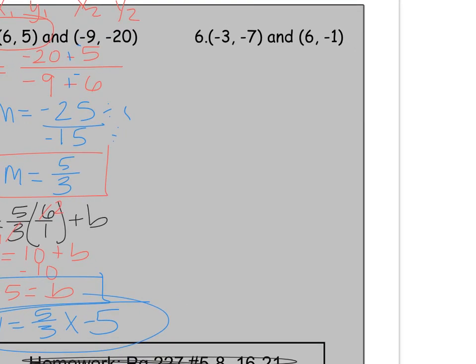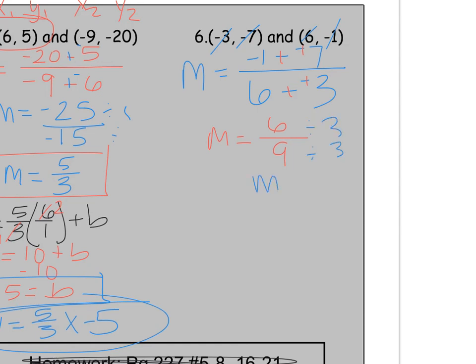And another. Slope is y2 minus y1 over x2 minus x1. Using your integers, you're going to add the opposite. -1 plus 7 is 6. 6 minus the -3 is 9. These share a factor of 3, so your slope simplifies to 2/3.